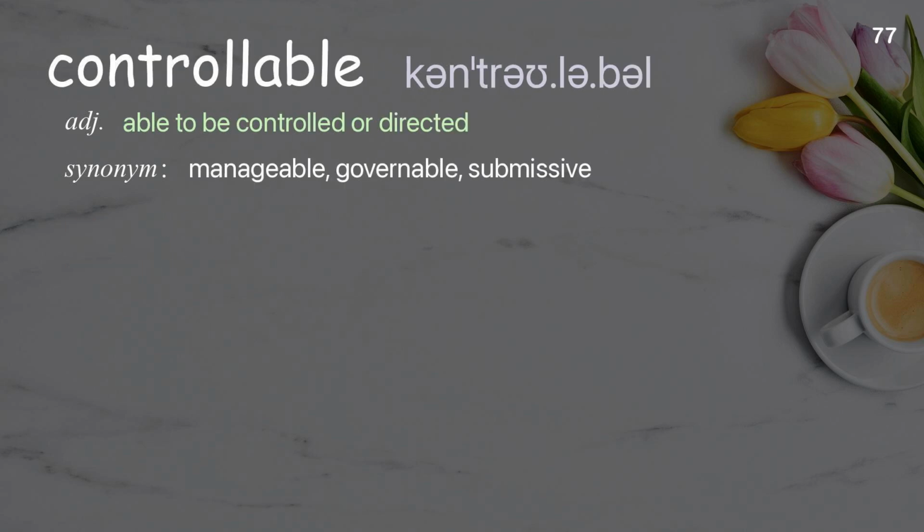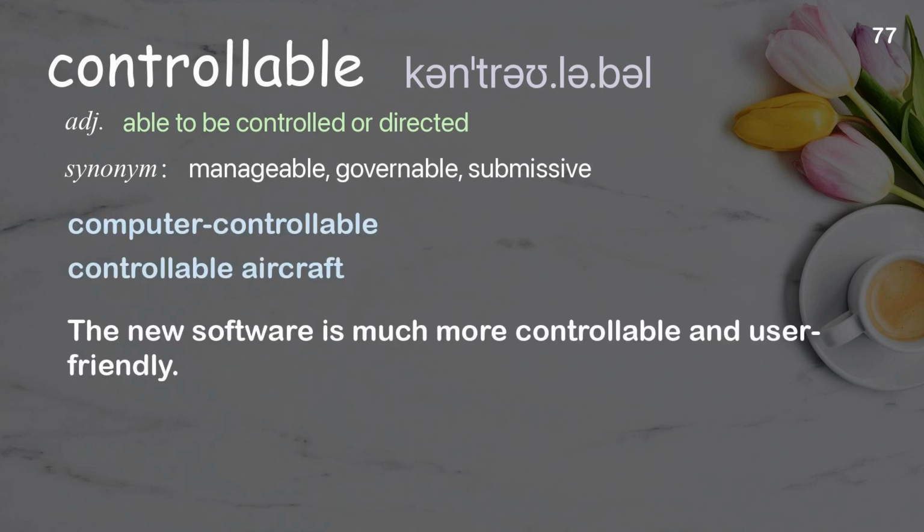Controllable. Able to be controlled or directed. Examples: Computer controllable. Controllable aircraft. The new software is much more controllable and user-friendly.